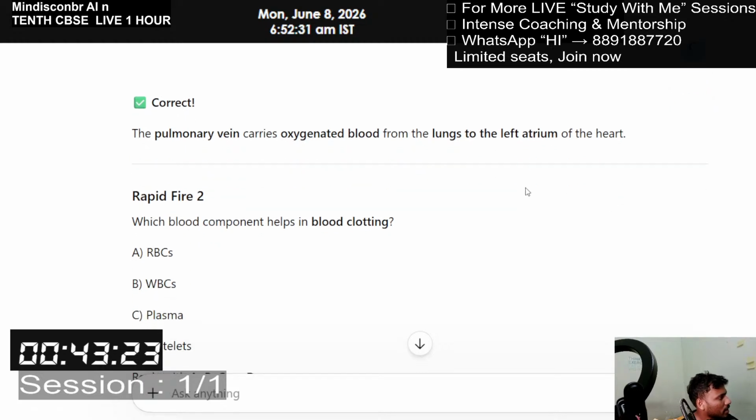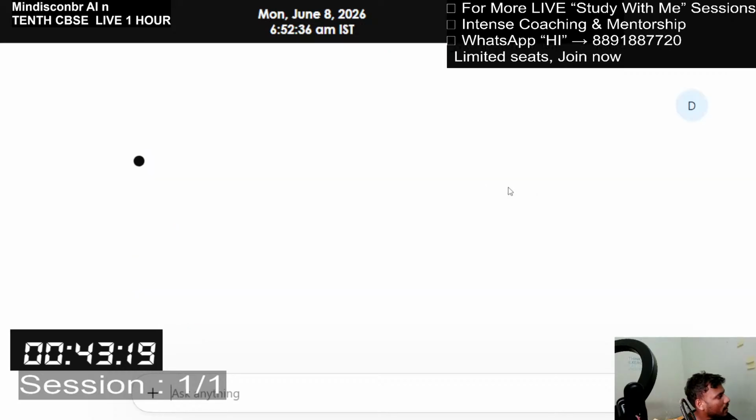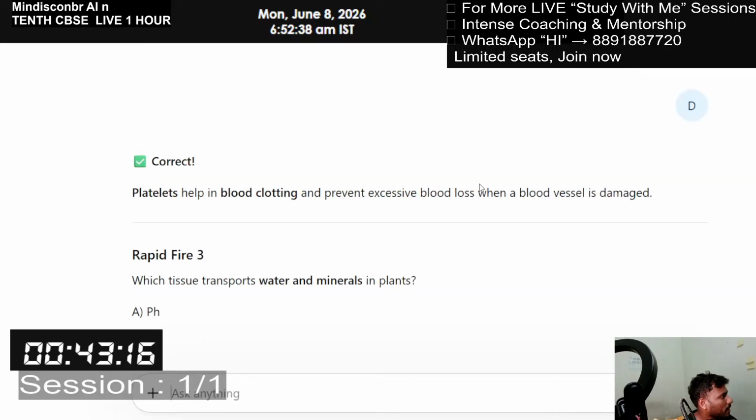Which blood component helps in blood clotting? Platelets. Platelets help in blood clotting and prevent excessive blood loss when a blood vessel is damaged.